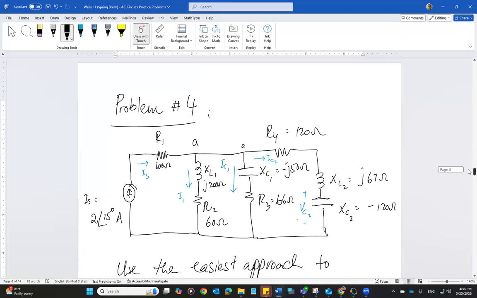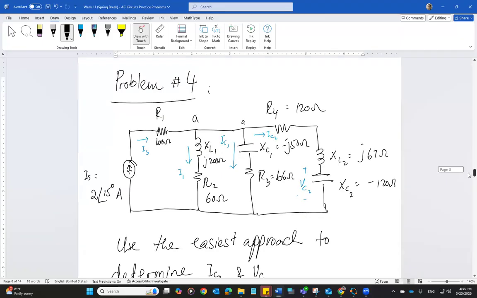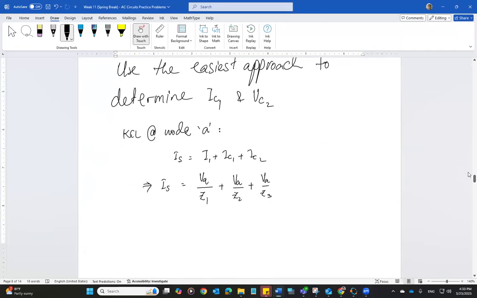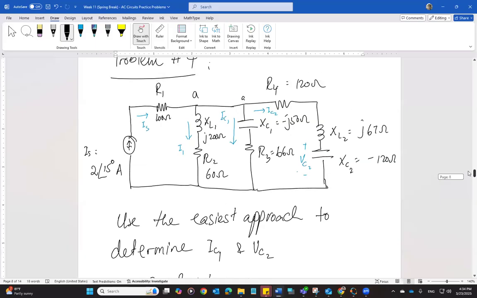Okay, so that's going to be VA over Z1, VA over Z2, and then VA over Z3 as my three currents that you see over here. And then from there, my VA will be simply IS over 1 over Z1 plus 1 over Z2 plus 1 over Z3. So let's go and plug in stuff in MATLAB.